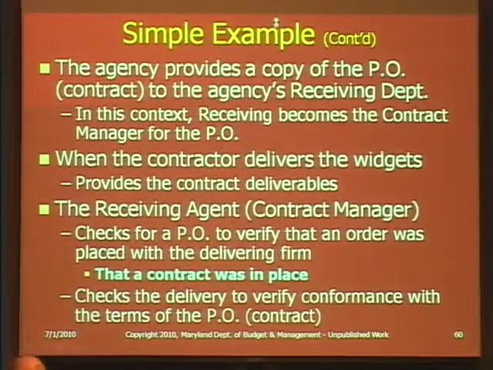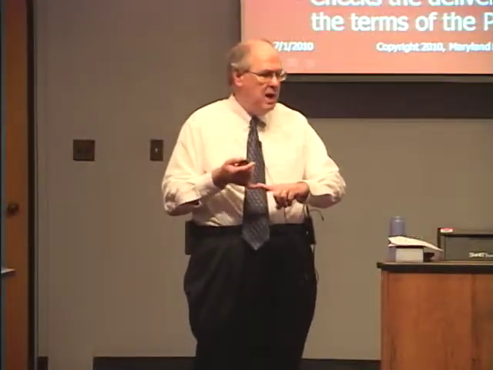So what happens is the agency provides a copy of the purchase order, which again is the contract, to the receiving department, and in this instance, the person in the receiving department at the loading dock is the initial contract manager. We would not think of that, but this person is the contract manager because this person is doing the job of verifying if what is received matches up with what is on the purchase order.